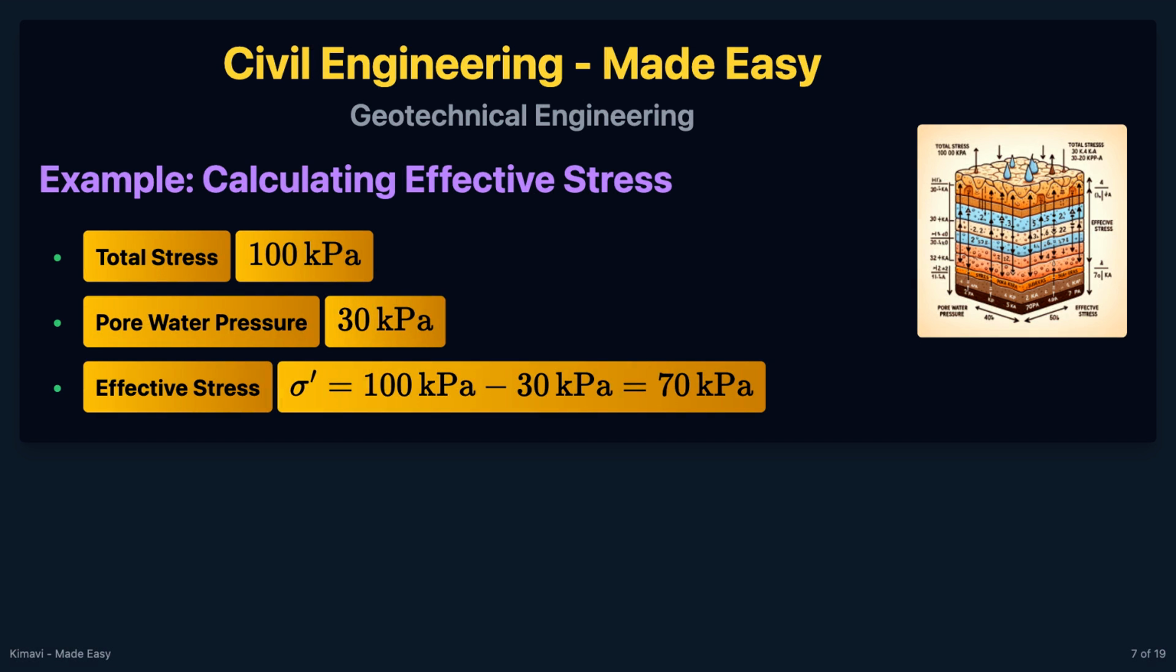Consider a soil sample with a total stress of 100 kilopascals and a pore water pressure of 30 kilopascals. The effective stress can be calculated as sigma prime equals 100 kilopascals minus 30 kilopascals, which equals 70 kilopascals.